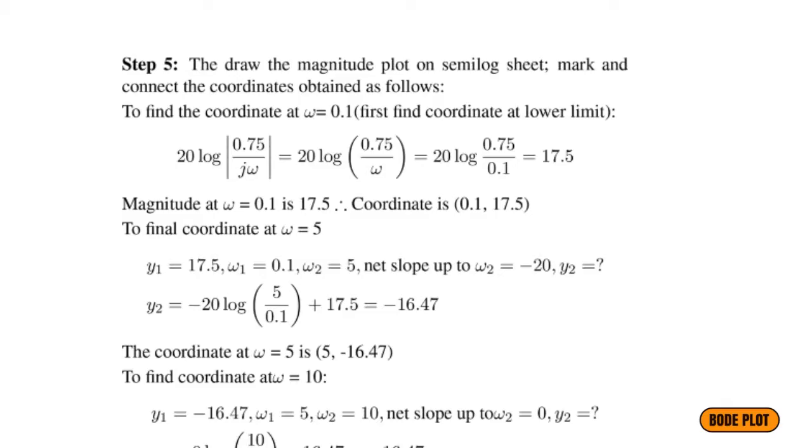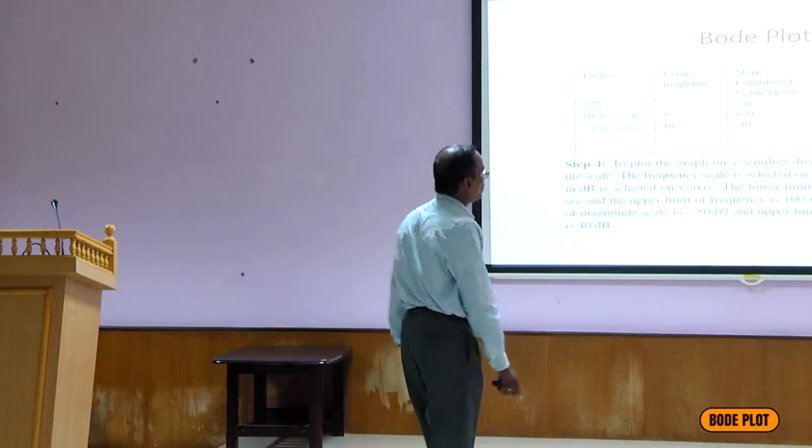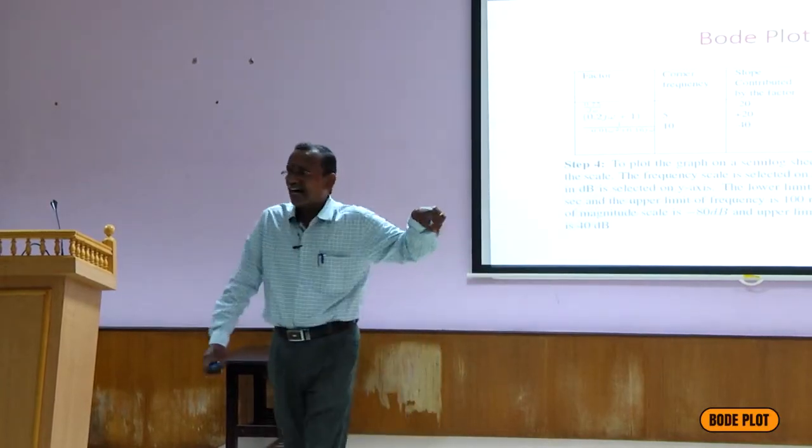I think the table is wrongly entered. Instead of 16.47 it is entered as 56.47, minus 14.47. It must be minus 16.47. Minus 16.47. Now we have to find the coordinate at 100.